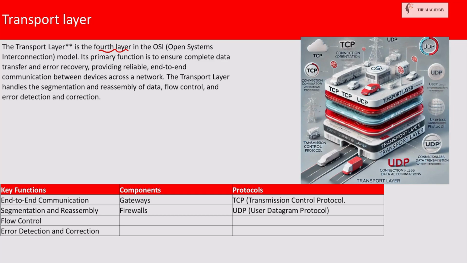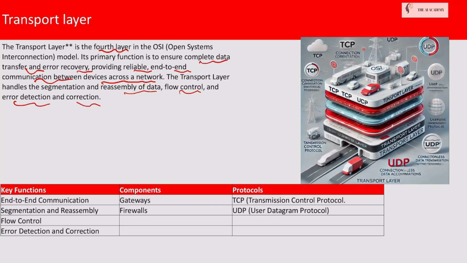The transport layer is the fourth layer in the OSI model. Its primary function is to ensure complete data transfer and error recovery, providing reliable, end-to-end communication between devices across a network. The transport layer handles the segmentation and reassembly of data, flow control, and error detection and correction.